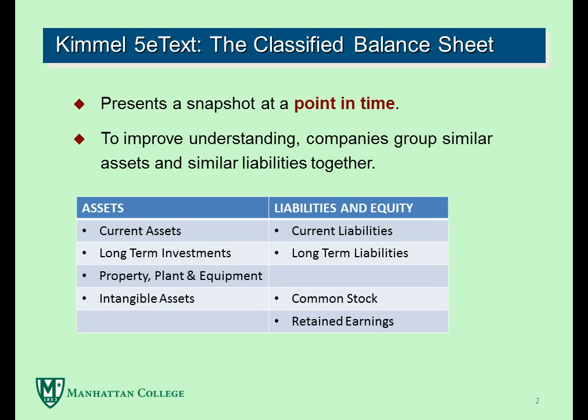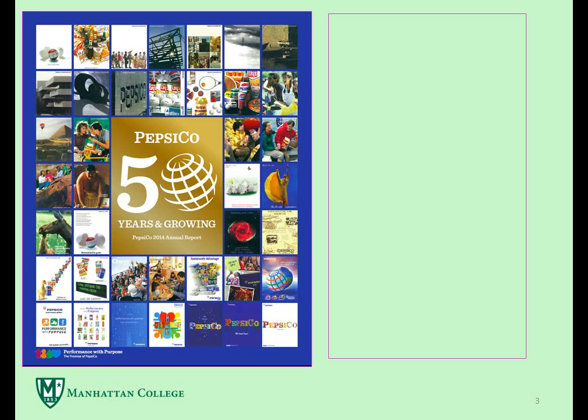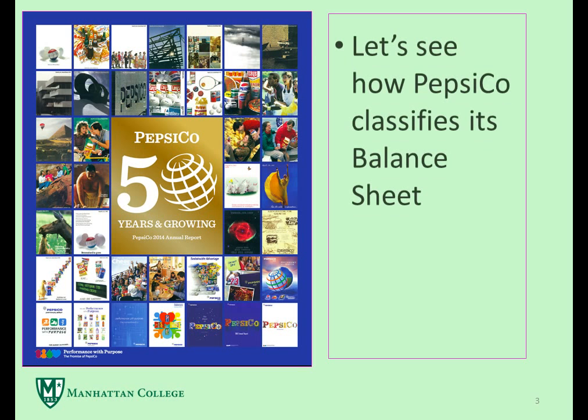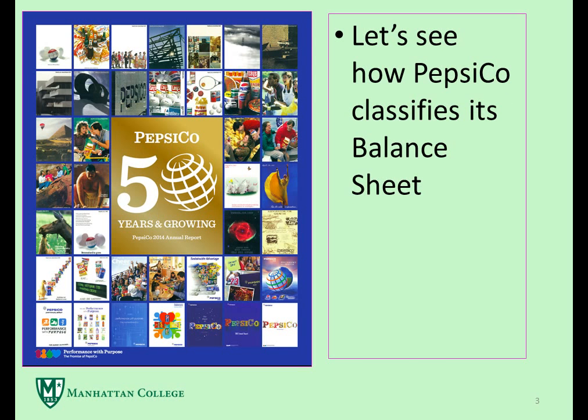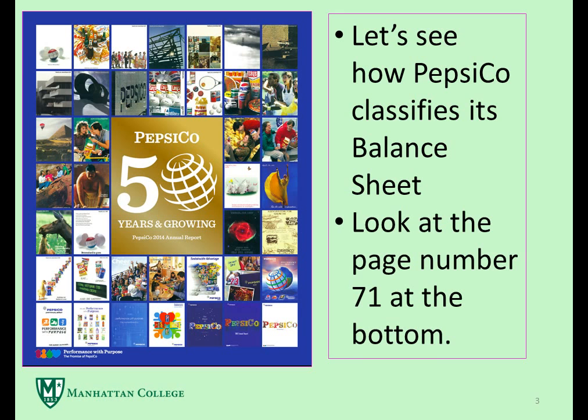The categories discussed in your books for assets are current assets, long-term investments, property, plant, and equipment, and intangible assets. For liabilities, there are current liabilities and long-term liabilities. So let's see what this looks like for PepsiCo. When you use real company reports, it's not always going to be as neatly done as in your book.